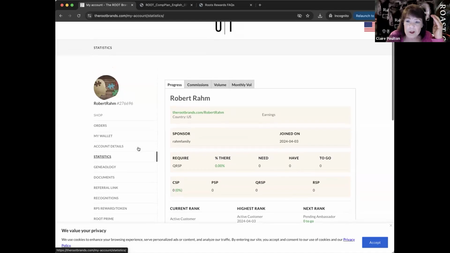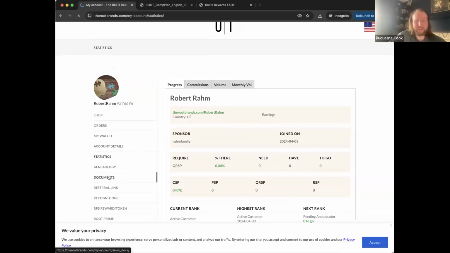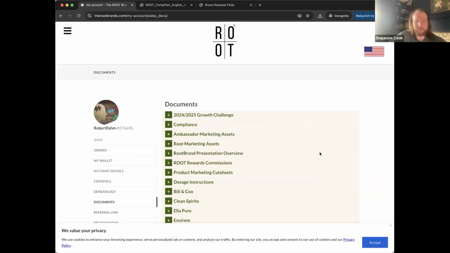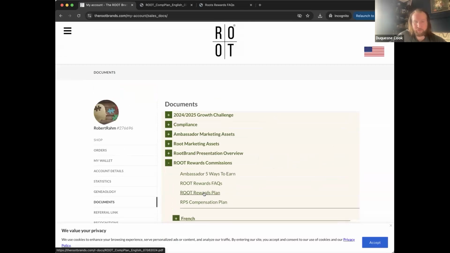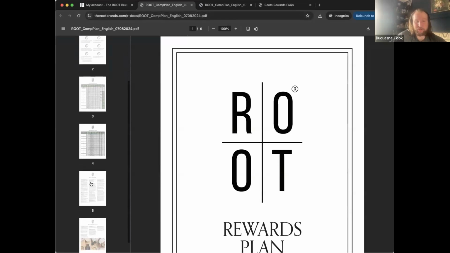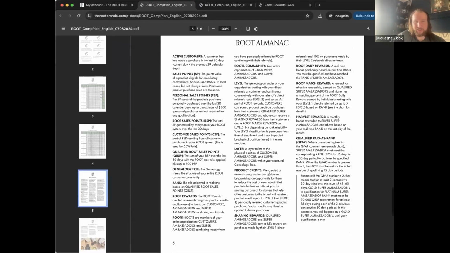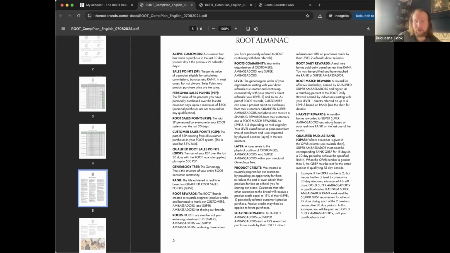Yeah, it's on the compensation plan. Yep, exactly. Thank you, Claire. So if you go to documents and then you go to root rewards, I'm picking English, and then you click root rewards plan. So if you click that and you go to the second to last page, there is an almanac that explains all of our terms.